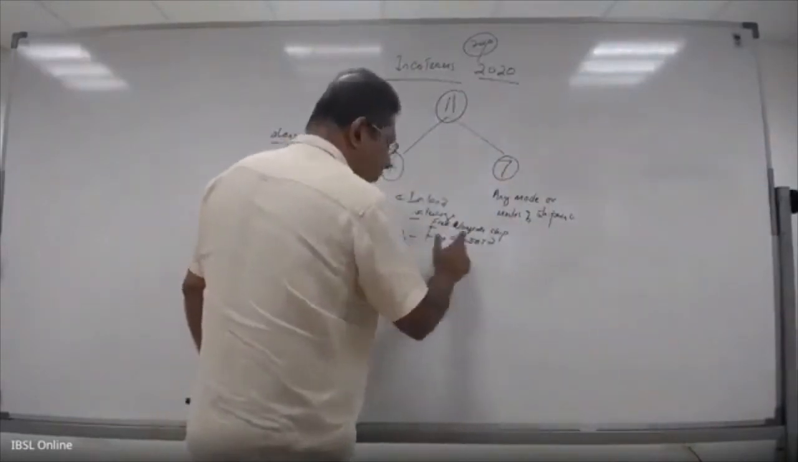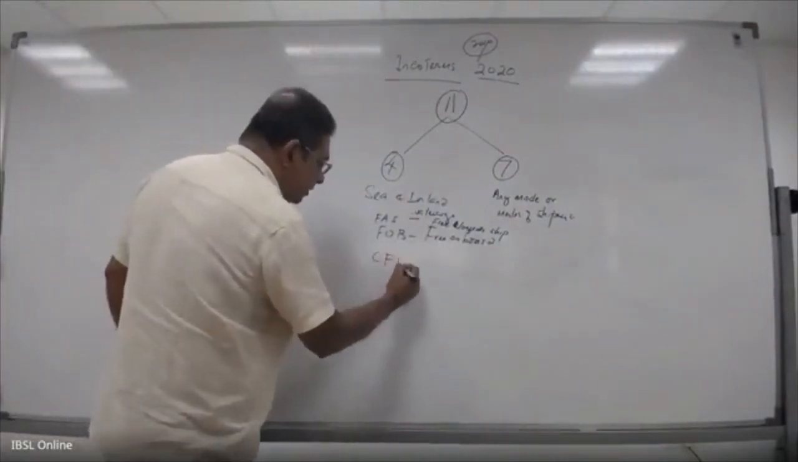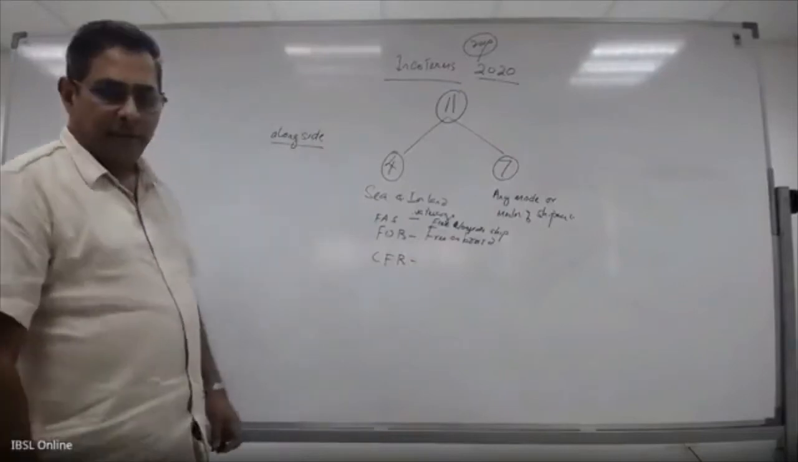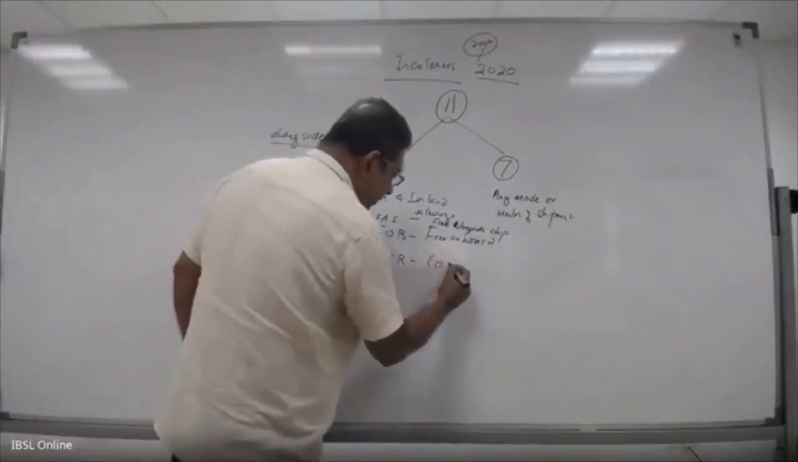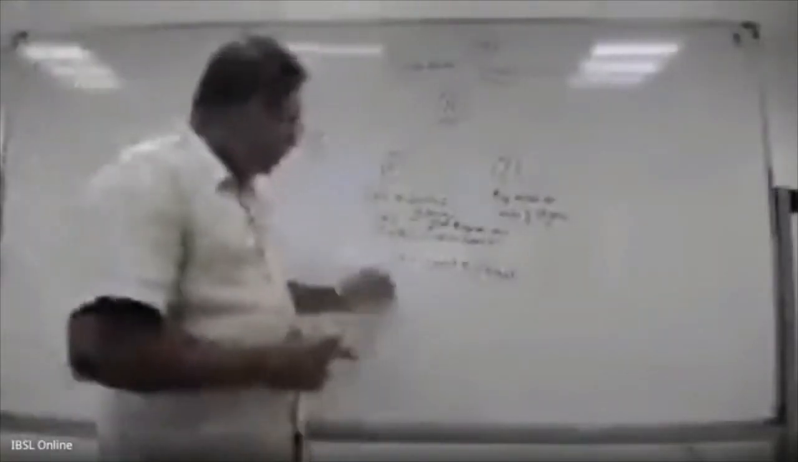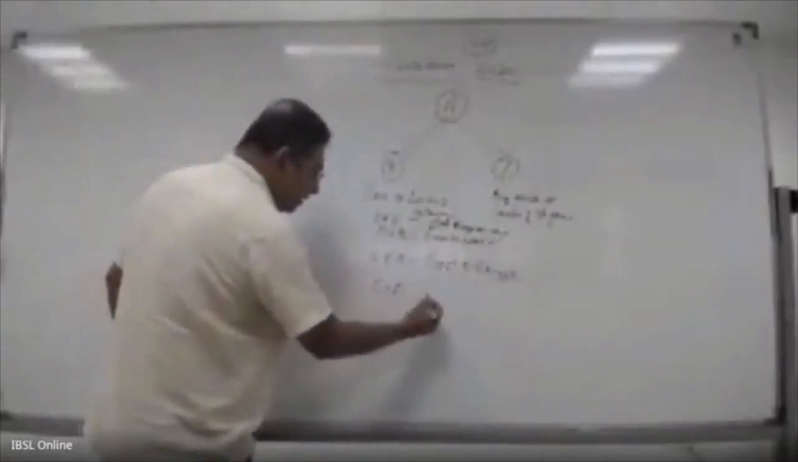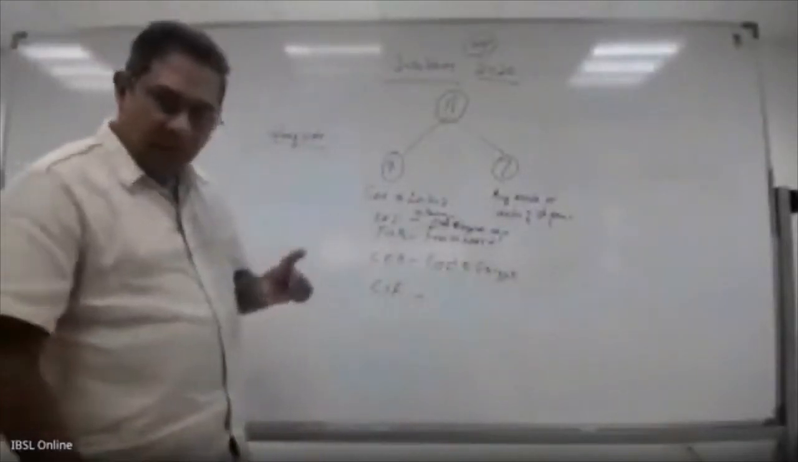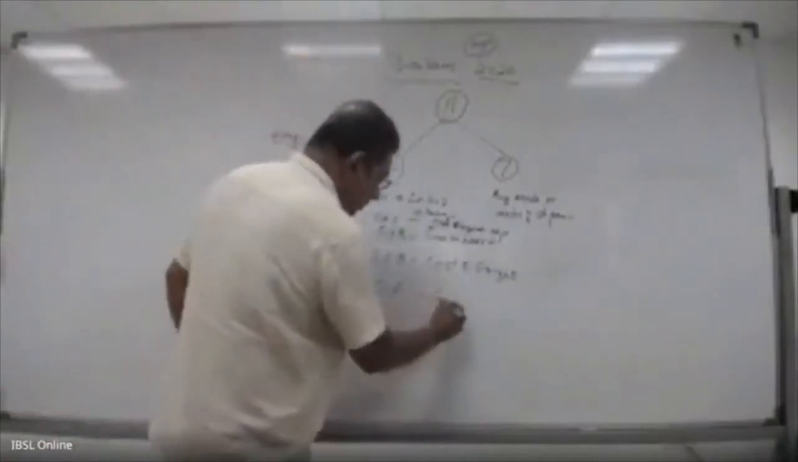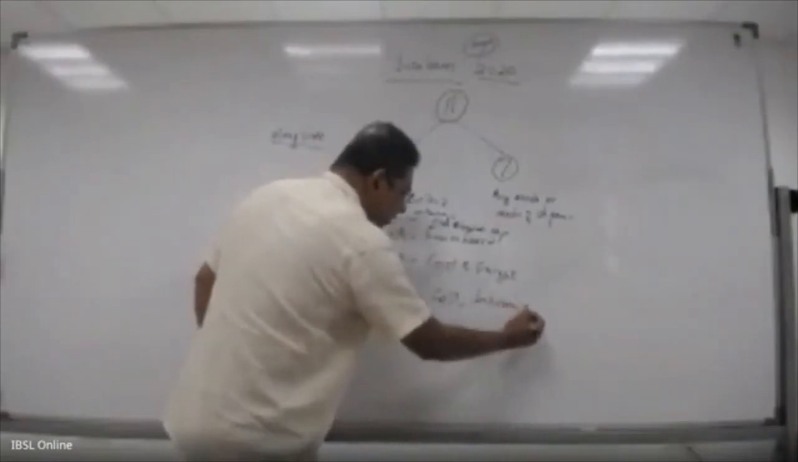FOB, free on board. Next one is CFR, cost and freight. Freight is the cargo. Next one is the CIF, cost, insurance and freight.